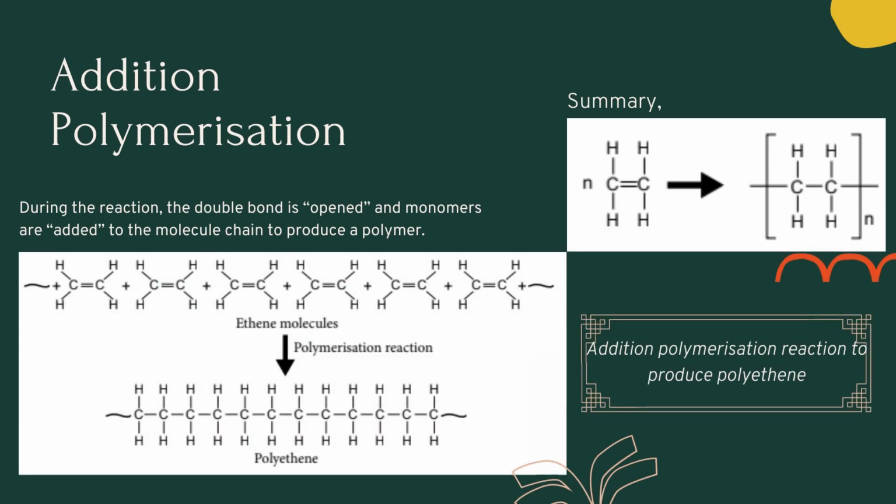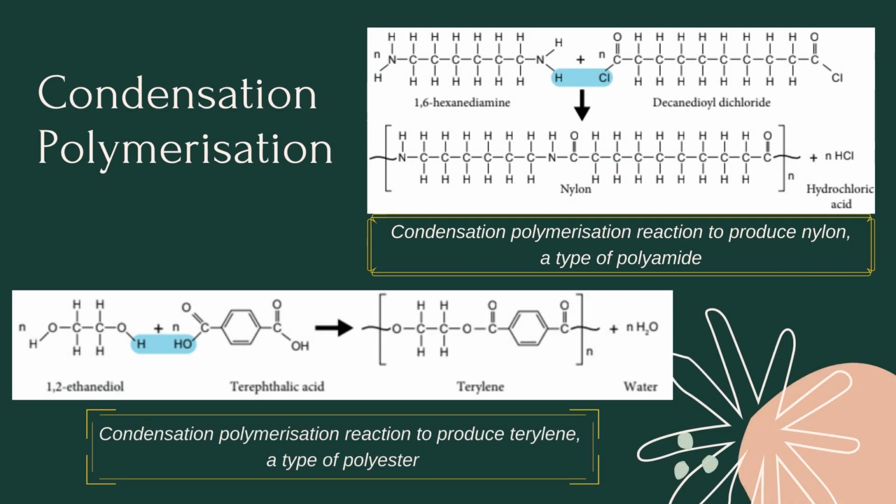This is one of the examples of addition polymerization reaction to produce polyethylene. During the reaction, the double bond is opened and monomers are added to the molecule chain to produce a polymer. And here are some examples of condensation polymerization reaction to produce nylon and terylene.